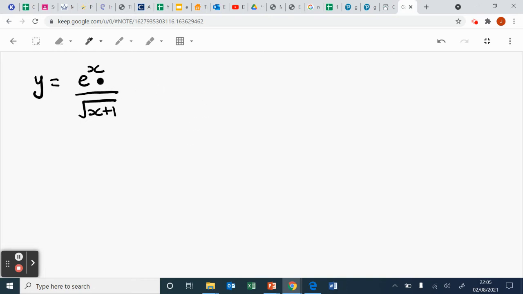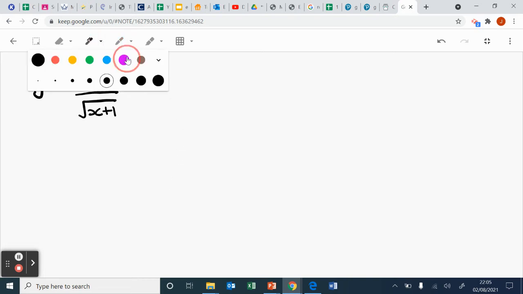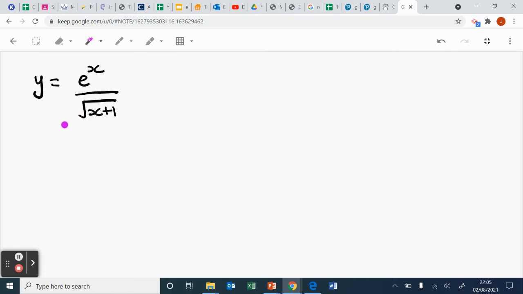Okay, so now of course we want to work out the derivative of this. This doesn't look quite like a product, so I'm going to rewrite it like a product first. So that is the same thing as e to the power of x multiplied by x plus 1 to the power of minus a half, using laws of indices.